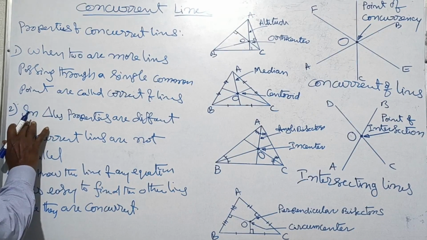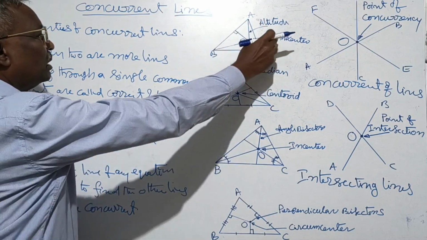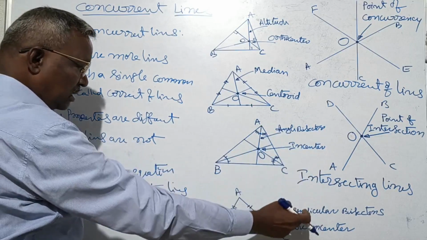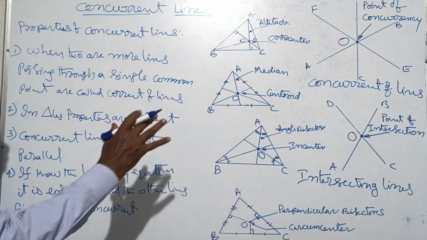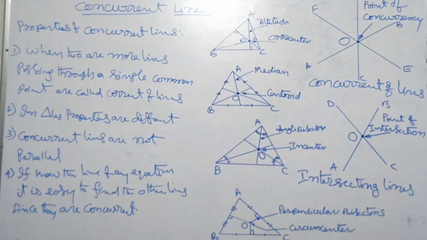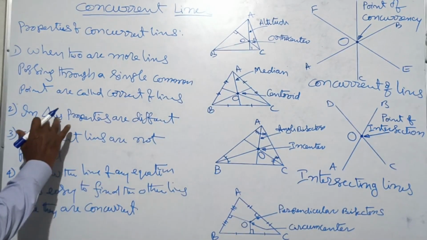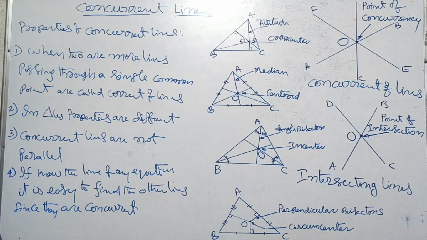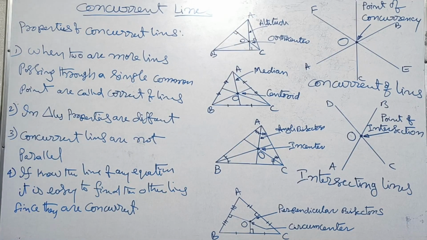Next, number two. Because of this, in a triangle, altitudes, medians, angle bisectors, perpendicular bisectors meet at one point, that is the concurrent point. You have different properties in triangles. We will see them one by one in next classes.